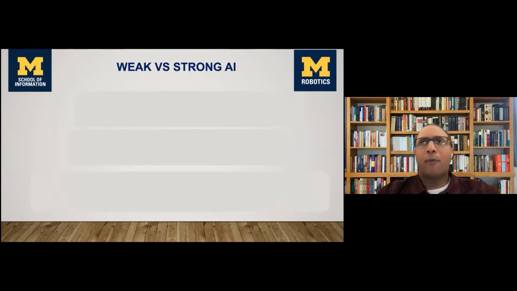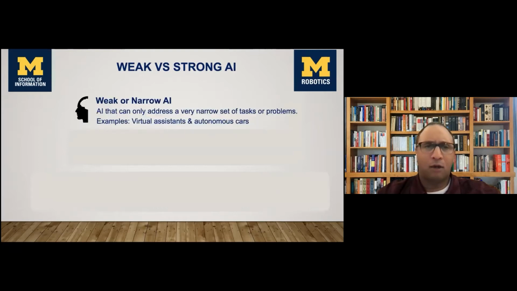So when we talk about AI, you can define AI on multiple levels, but one way to look at it is weak versus strong AI. So weak or narrow AI is AI that can address a very narrow set of tasks or problems. Example, virtual assistants and autonomous cars. That's what we define as weak or very narrow AI. Much of the AI that you have encountered or will encounter in the next 10, 15 years is easily going to be weak or narrow AI.